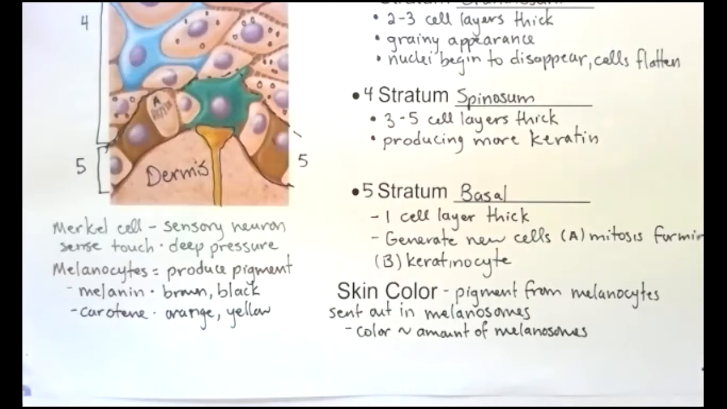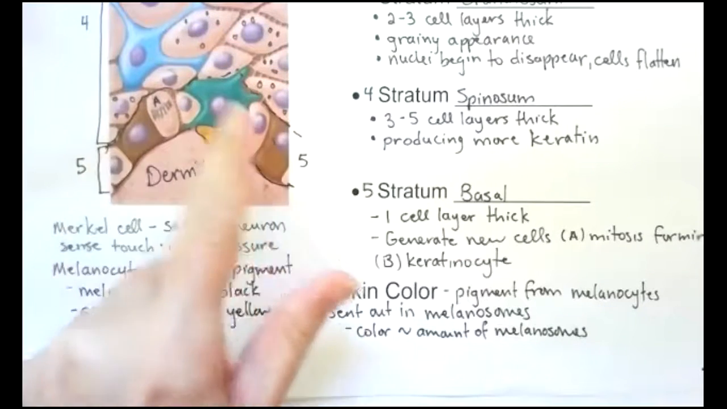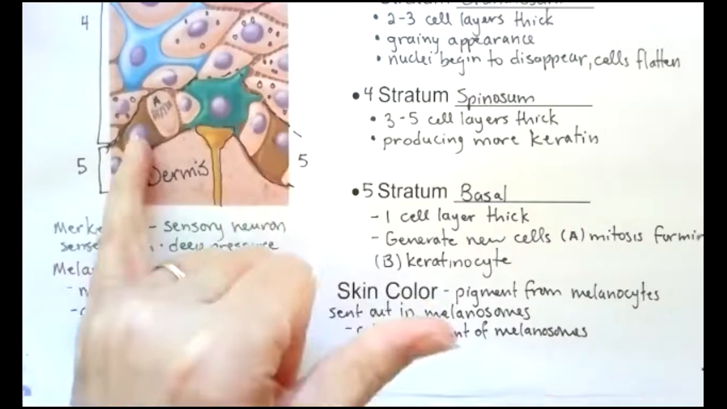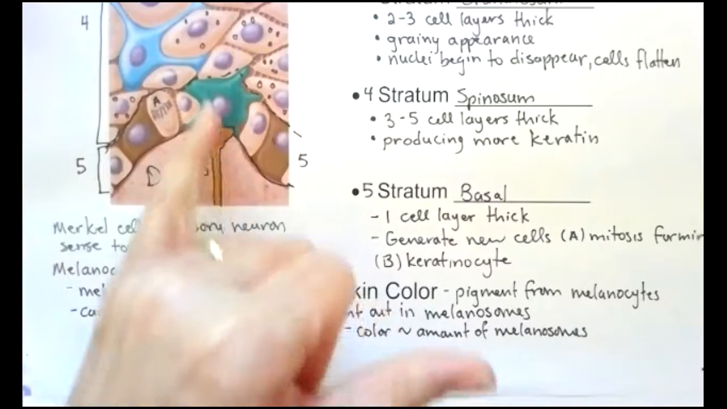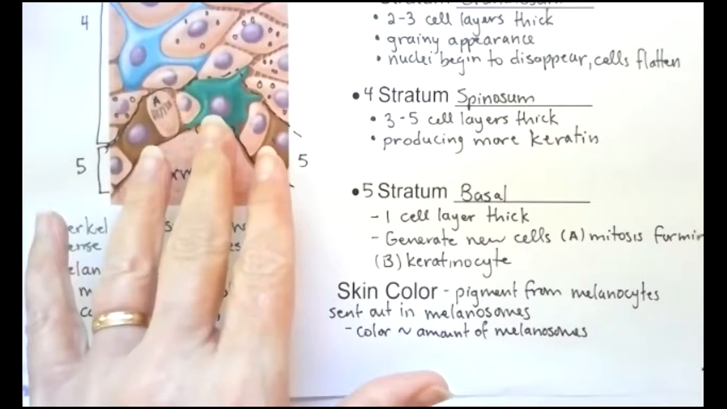But what happens if you get a bad sunburn? Your melanocytes sense that there's trouble, that UV light can be damaging to the DNA in these cells. And sometimes damage occurs, and that can result in skin cancer. We're going to do a whole separate recording on skin cancer. But what will happen is it'll stimulate these melanocytes to produce more melanin and put it into melanosomes and send it up. And you'll see the skin color darken.